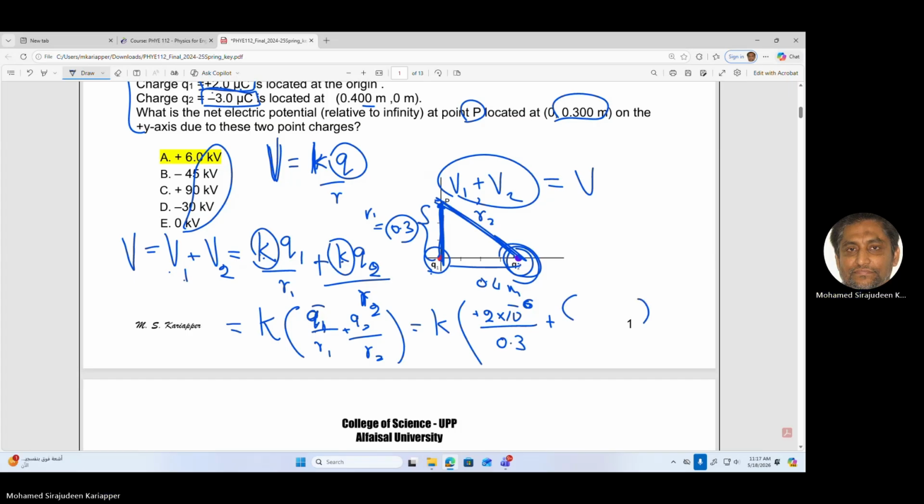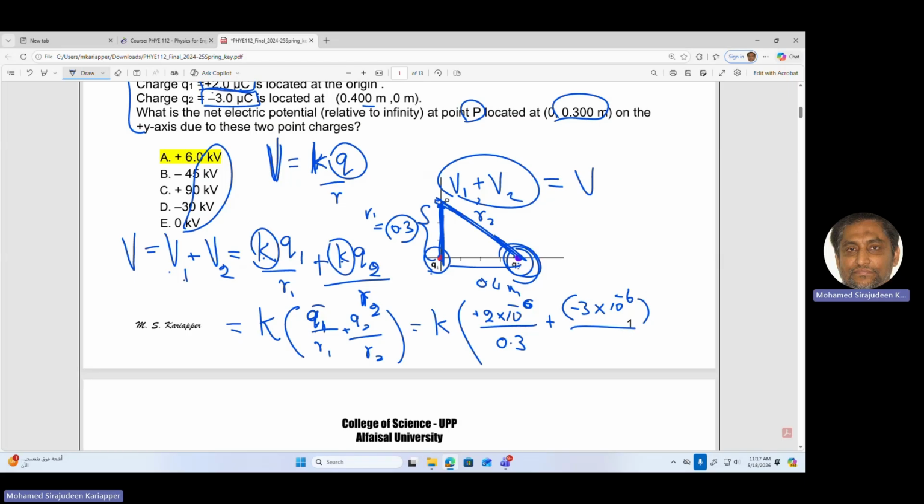plus Q2 is minus. This is where you have to be very careful. Don't ignore the sign. Potential can be negative. It is not a magnitude thing. It can be negative, so you have to put the negative sign. If you don't put it, you get everything wrong. It's a multiple choice exam. You cannot say, I forgot, because either you get it right or you don't. Either 1 or 0, nothing in between.